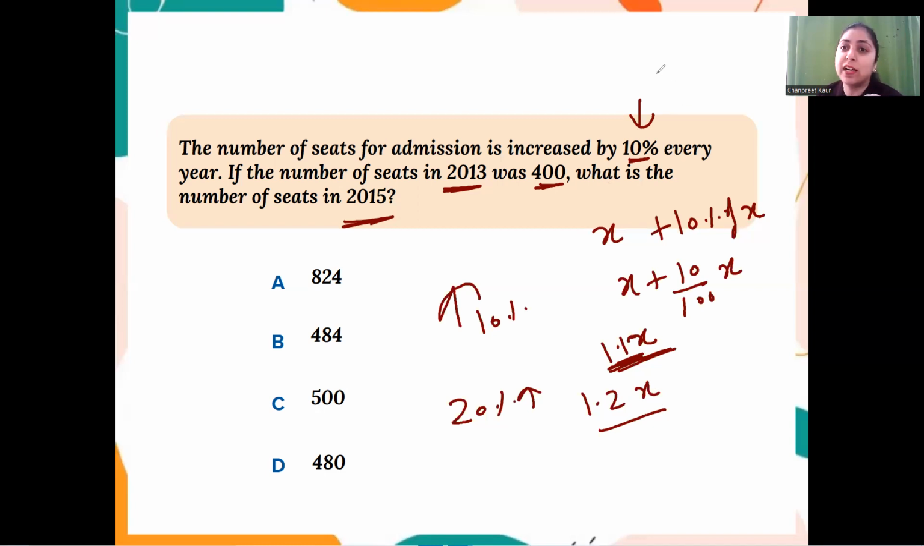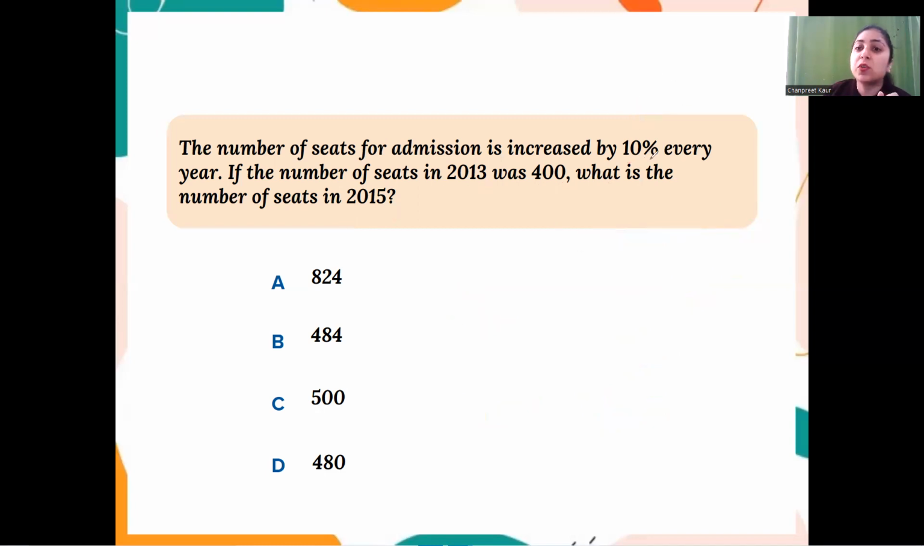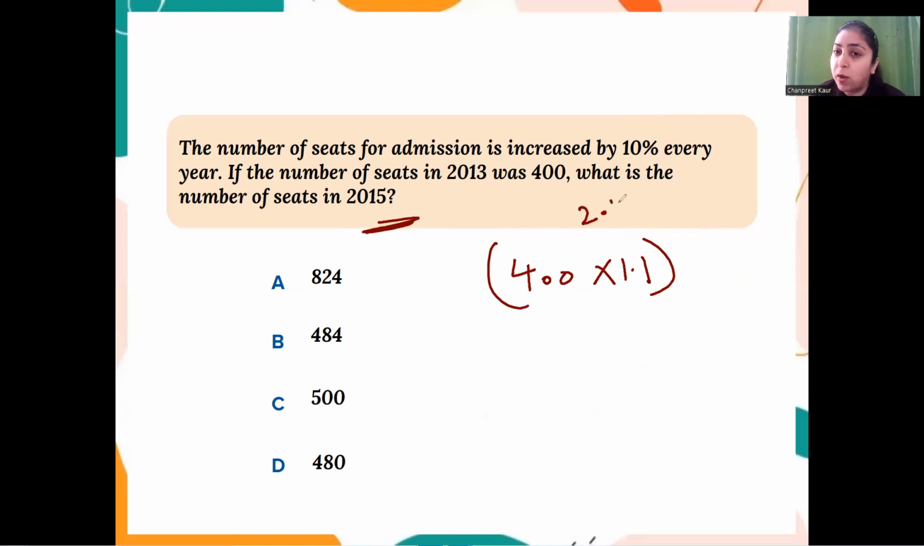There is no need to solve the complete question, right? So there is an increase of 10%. Initially, seats were 400 in 2013. So with a 10% increase, it is going to be 400 times 1.1 in 2014, but they are asking about 2015. So this is the number of seats in 2014, right? Now, again, there is an increase of 10%. It means I need to multiply it by 1.1 again. So this product is going to be my answer.